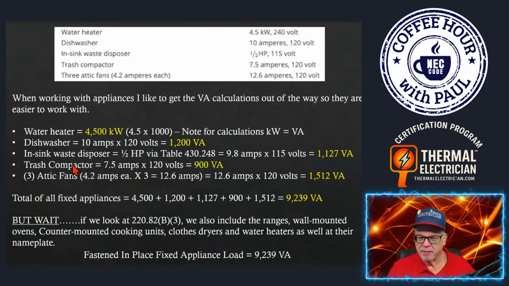And the trash compactor is 7.5 amps times 120, so that is 900 VA. And then the 3 attic fans we had already done at 4.2 amps times 3, which is 12.6 amps times 120 volts. Okay, so that is 1,512. And y'all can test that and see if that works out.